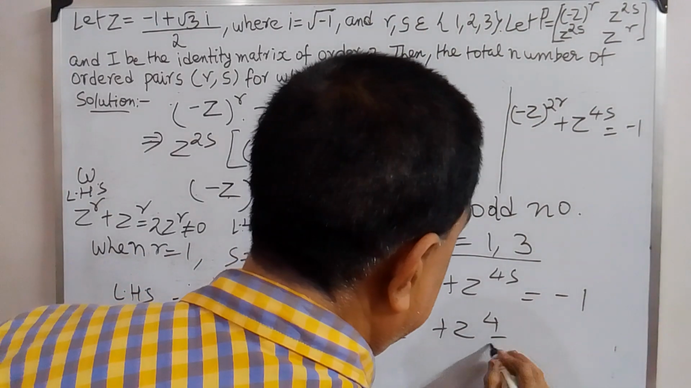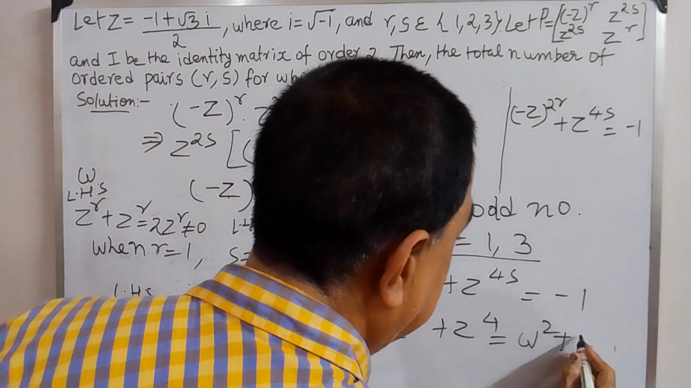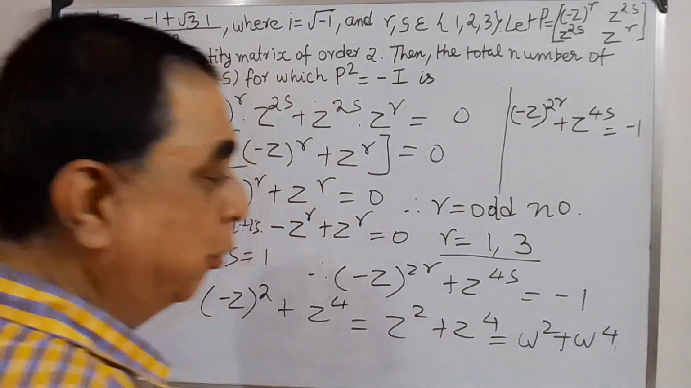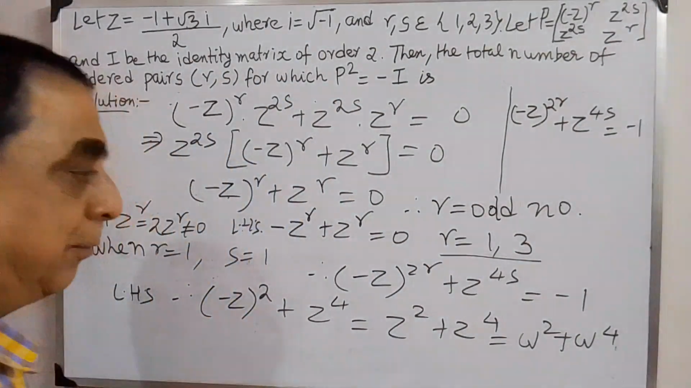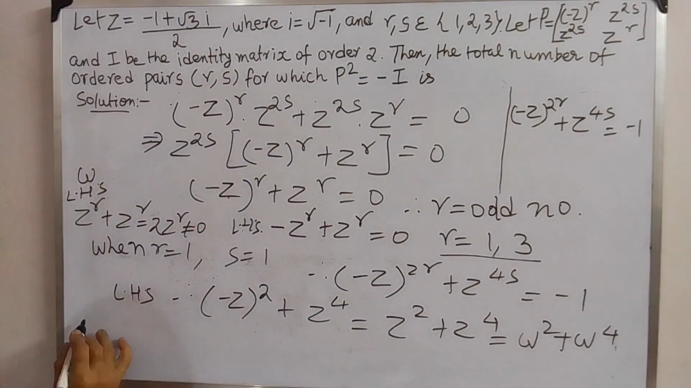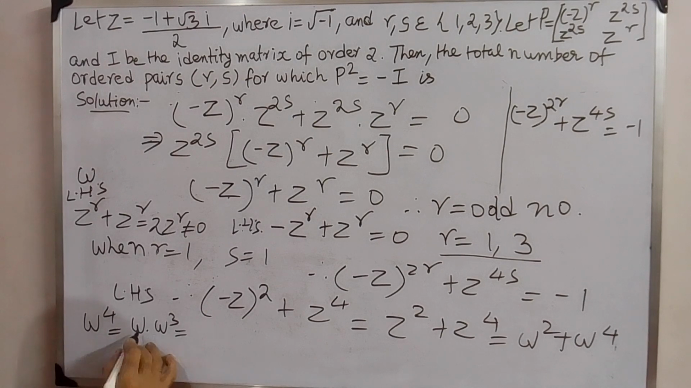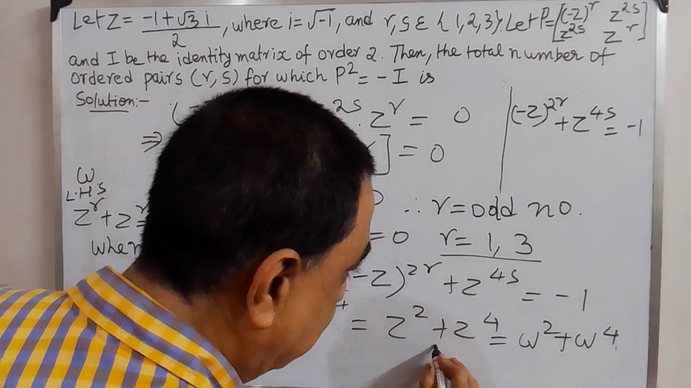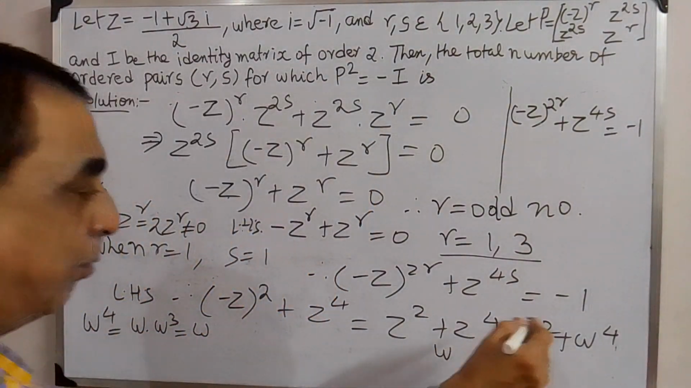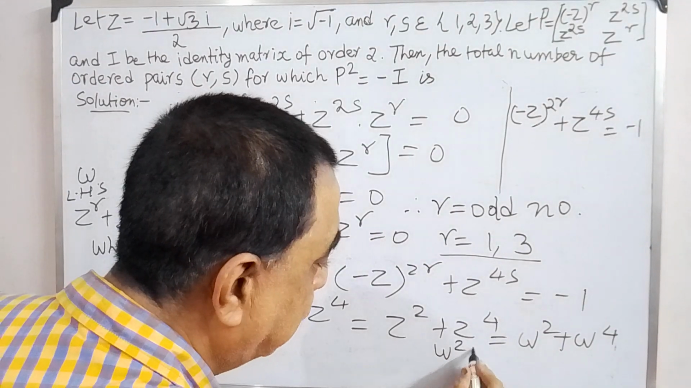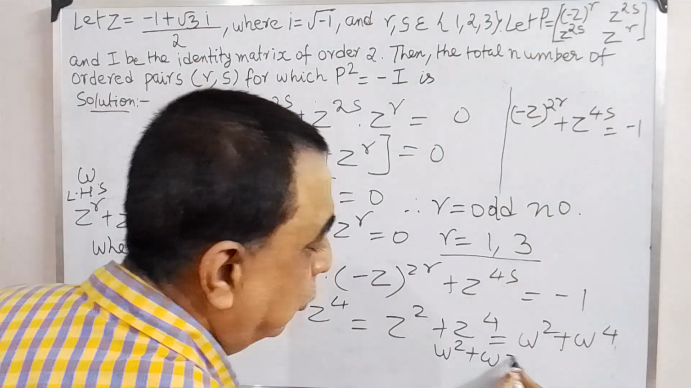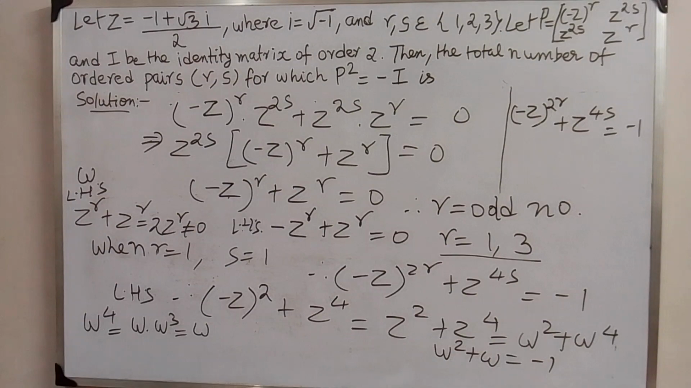Z is omega, so this will become omega squared plus omega to the power 4. Omega to the power 4 can be written as omega into omega cube. Omega cube value is 1, so 1 into omega is omega. So omega to the power 4 is omega. So this is omega squared plus omega, which we know is equal to minus 1.